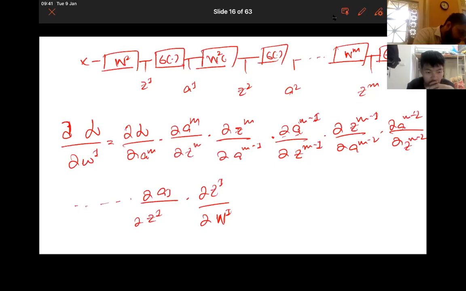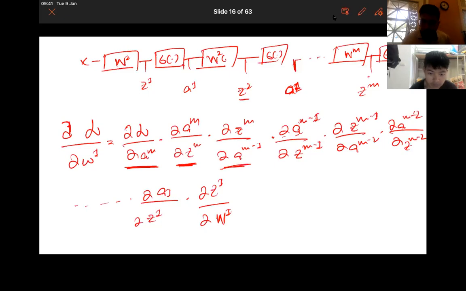I'm just doing the partial derivative of the output of each layer with respect to the input of that layer. So you see that the loss is dependent on Am. So I take the partial derivative of the loss function with respect to Am. Then Am is dependent on Zm, so I take the partial derivative of Am with respect to Zm. Then Zm is dependent on Am minus 1, so I take the partial derivative of Zm with respect to Am minus 1. Then Am minus 1 is dependent on Zm minus 1, and so on, right?